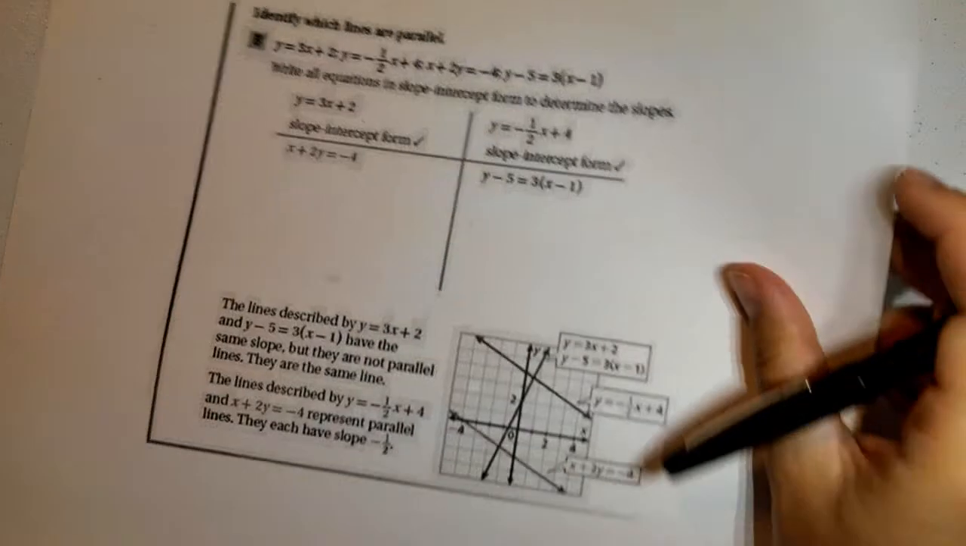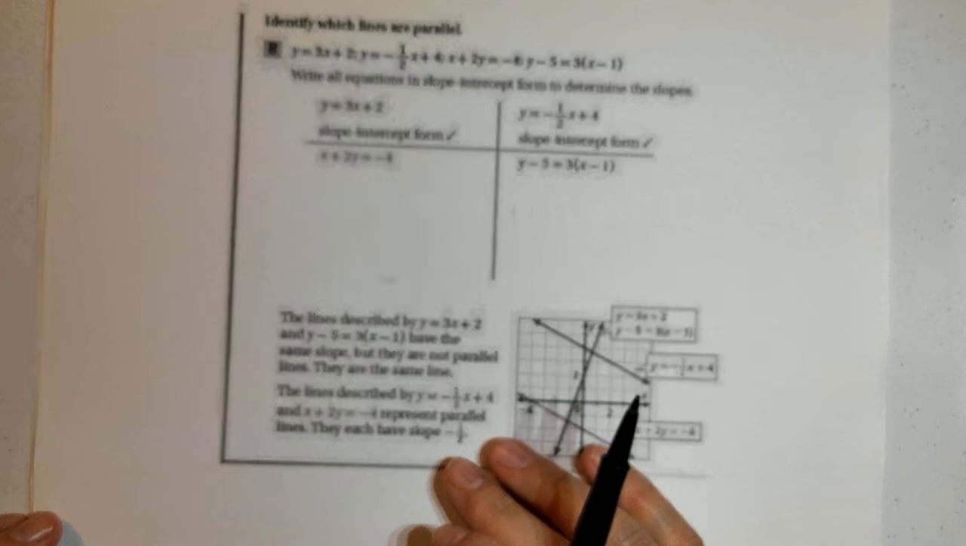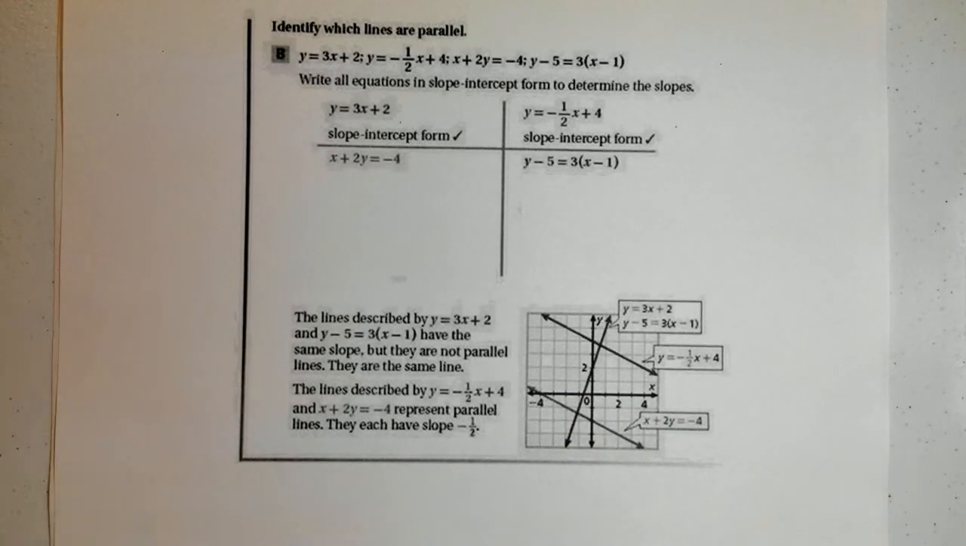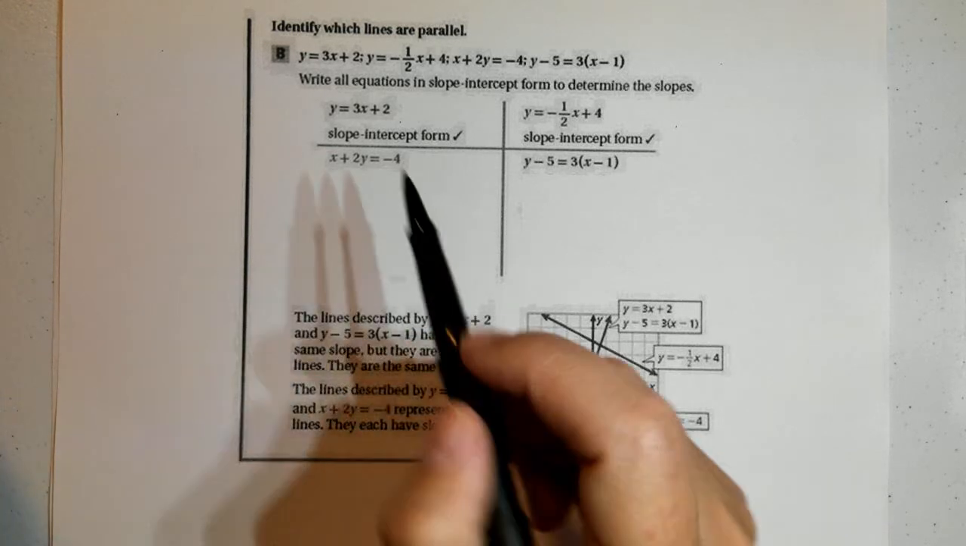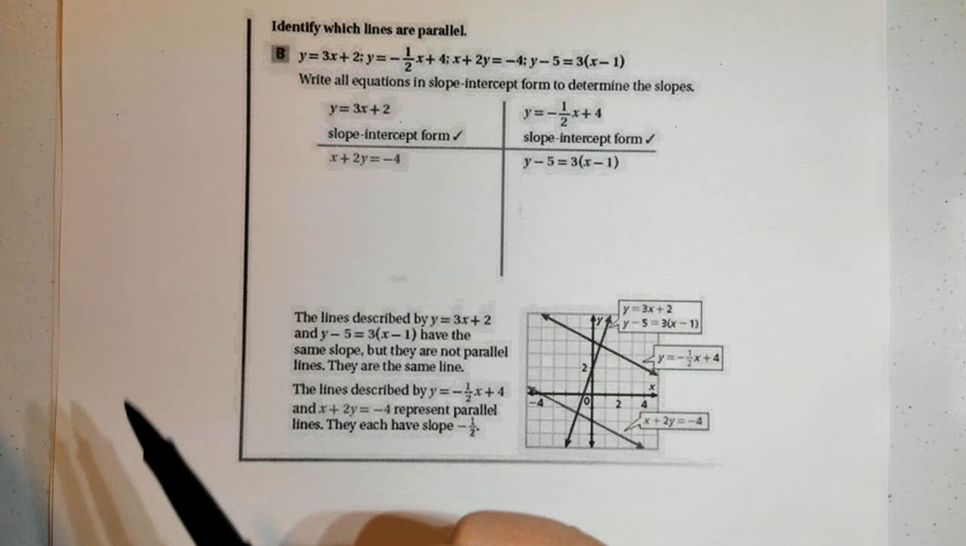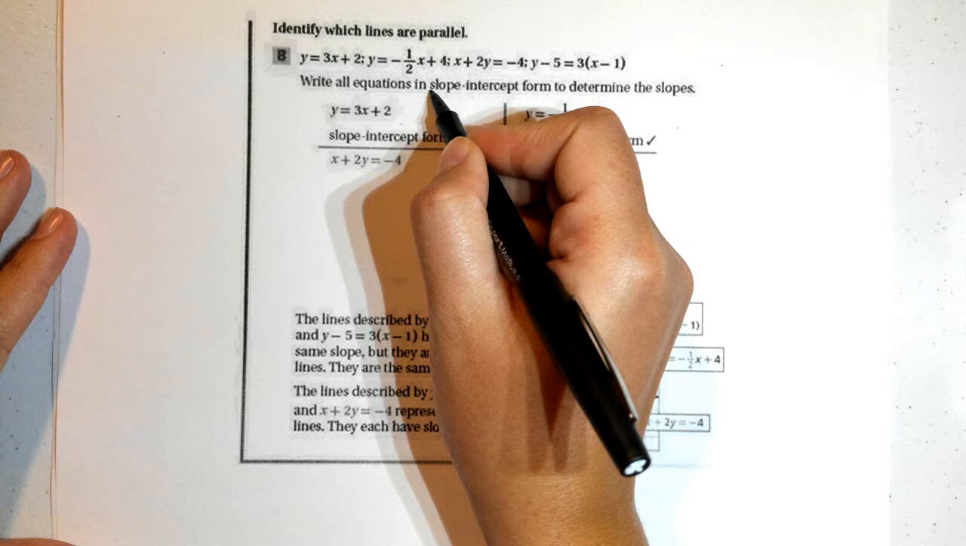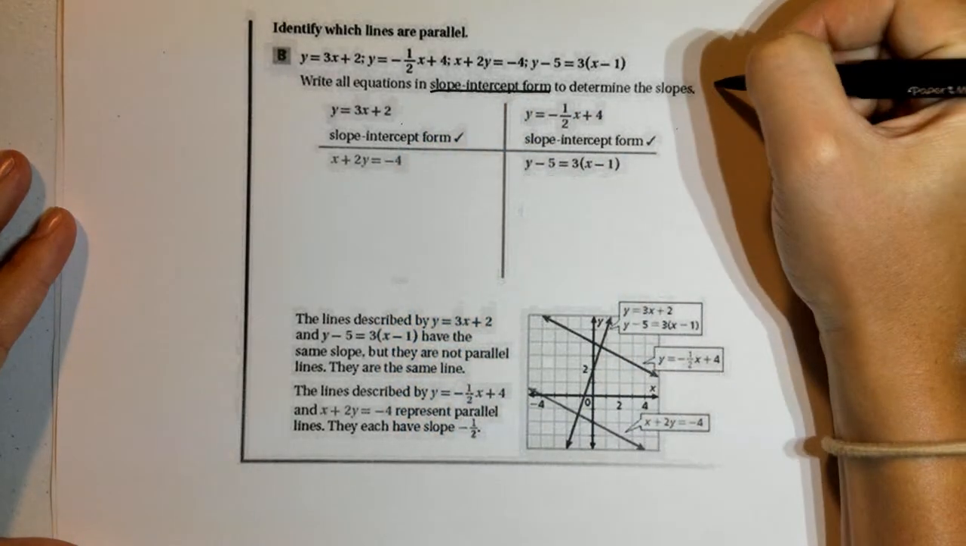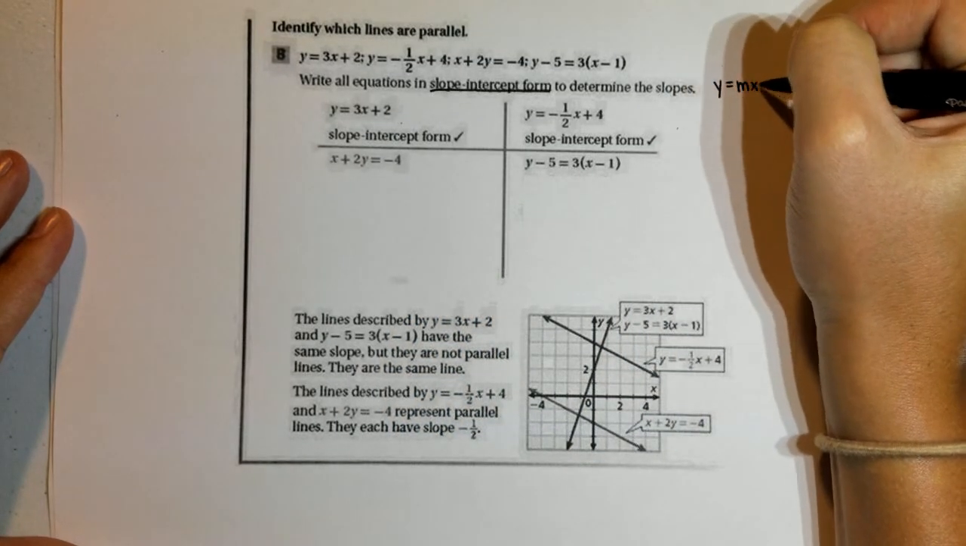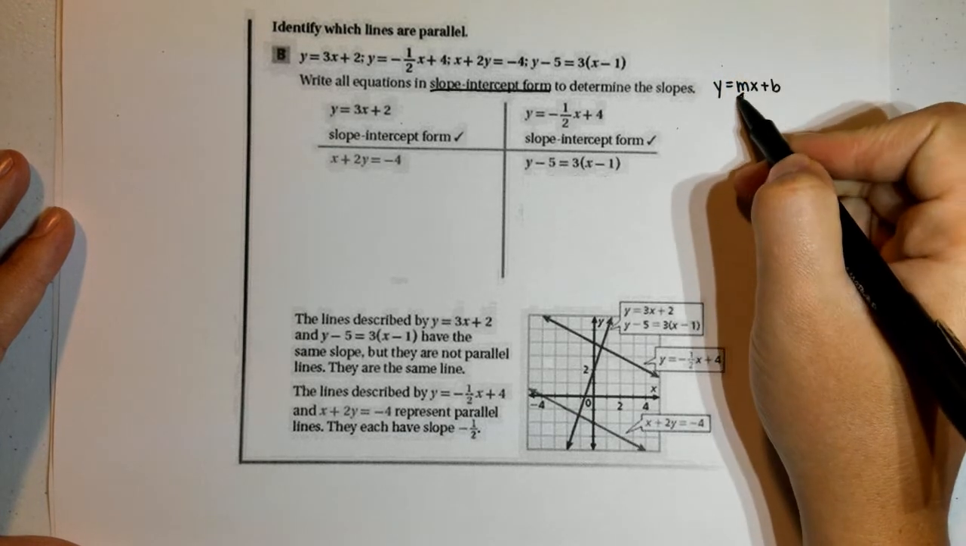Now we're going to look at part B, continuing to identify which lines are parallel. In the last example, we could visually look at the graph and identify which ones are parallel. But sometimes you're going to be given just the equation. You can graph them if you want to, but you might not always have graph paper handy. So when you look at these equations, the easiest way to compare them and identify their slope is to write them in slope-intercept form. Remember, slope-intercept form is y equals mx plus b, where m is our slope.